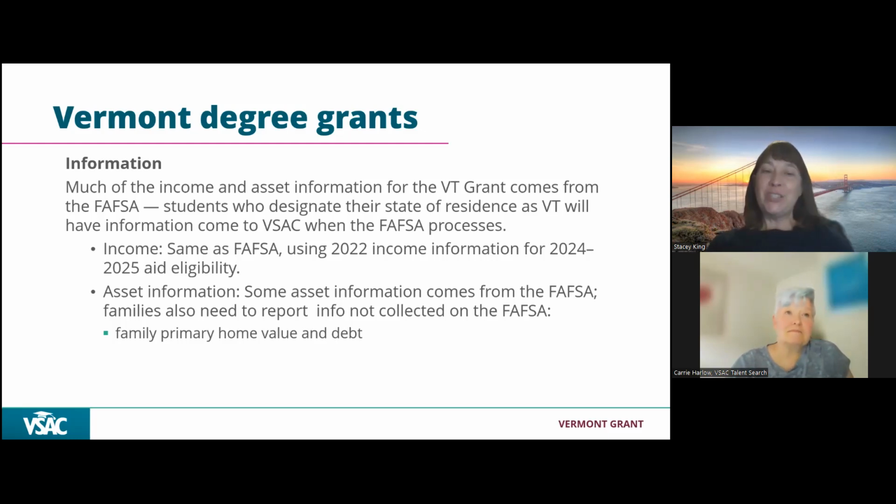The asset information on the Vermont grant, some comes from the FAFSA that was reported, but there's also the primary home value and debt that is added to the Vermont degree grant application. It is not on the FAFSA, so you should not report your home on the FAFSA, but it is added to the Vermont degree grant application.